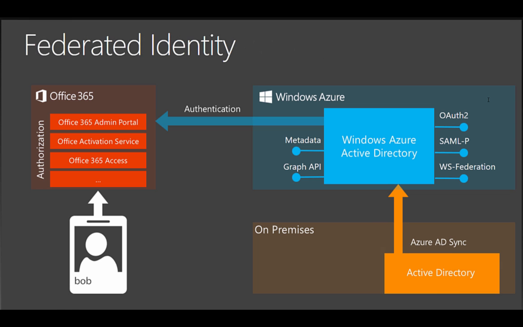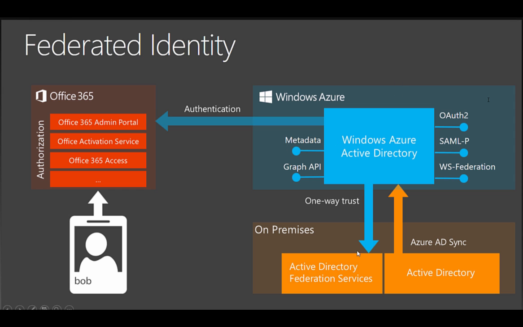Going into the complex scenario, the federated identity, where ADFS would be incorporated, we still have Azure AD Sync in play. We're still synchronizing from our local Active Directory. Azure Active Directory is then going to make the authentication request to Office 365. But Office 365 is going to let Azure know that this is a federated identity.